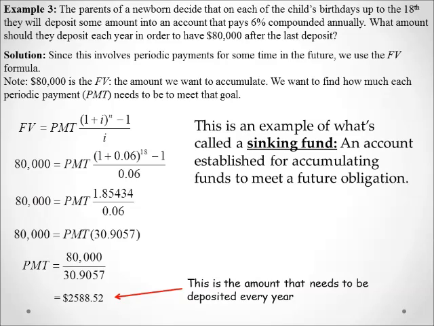By the way, this is an example of what's called a sinking fund. It's just a term. It's an account that's established for accumulating funds to meet some future obligation. It still uses the same formula, the future value formula.